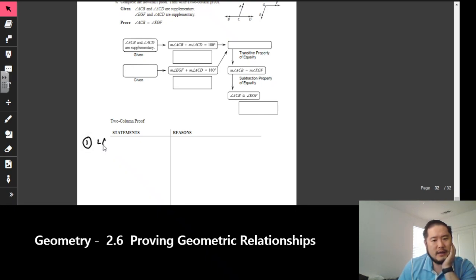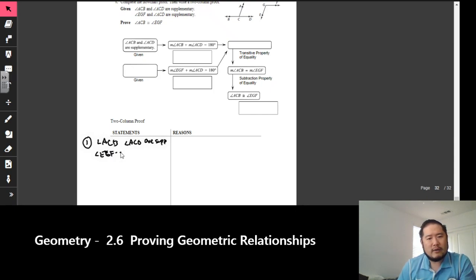So we have angle ACB and angle ACD are supplementary, and angle EGF and angle ACD are supplementary. I'm abbreviating that. Hopefully, once again, you type it out and make it look nice and neat. So there we go. What's missing that I could put is angle EFG and angle ACD are supplementary.